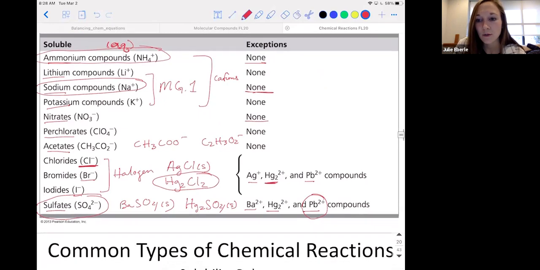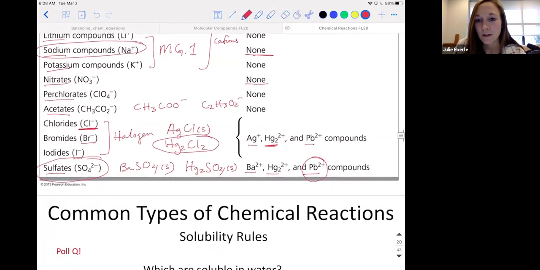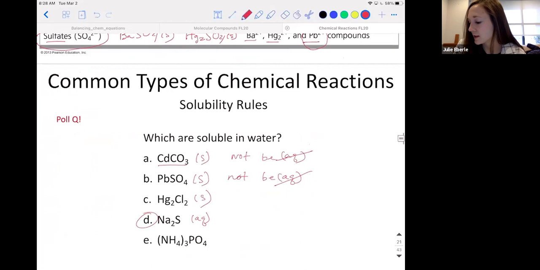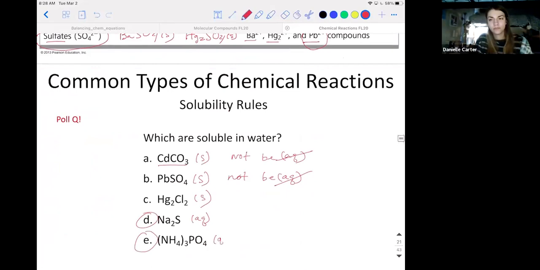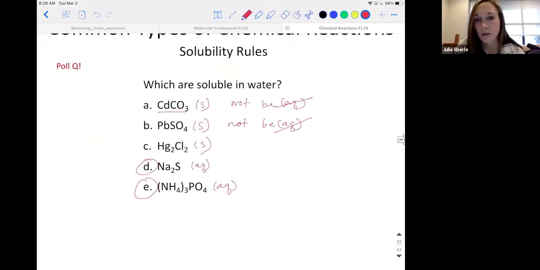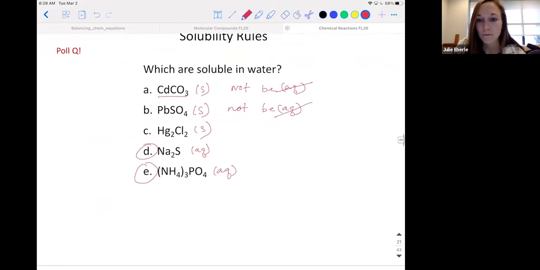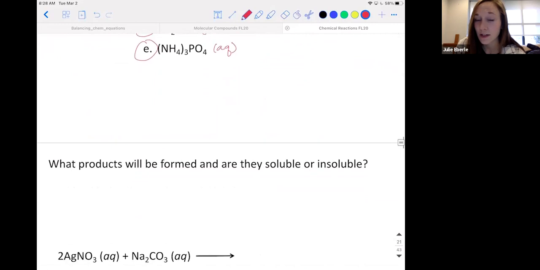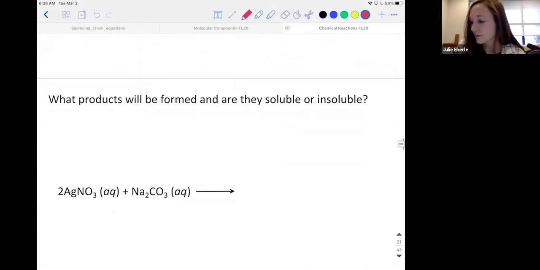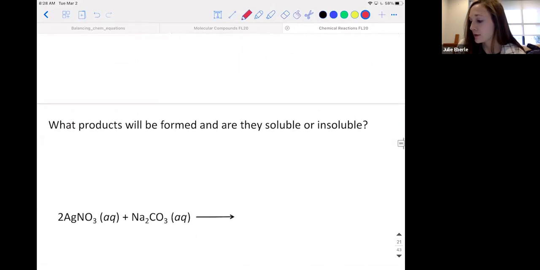So, questions on how to use the chart? So you should have selected this as well. This one will be soluble. Any questions on that? If you can identify one of your products, not a reactant, but a product, as a precipitate, that is a precipitation reaction, okay? And another key is it's usually a double displacement reaction. Usually, I'm not going to say always.